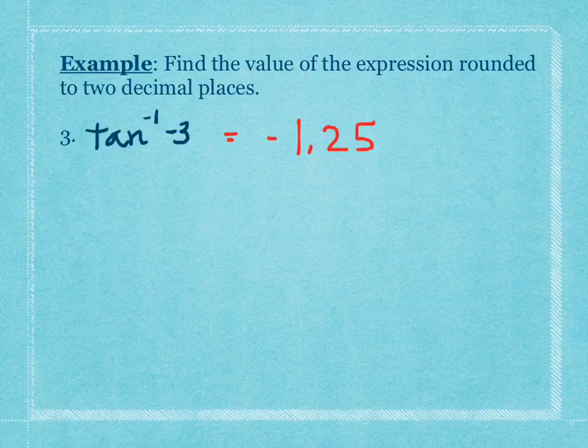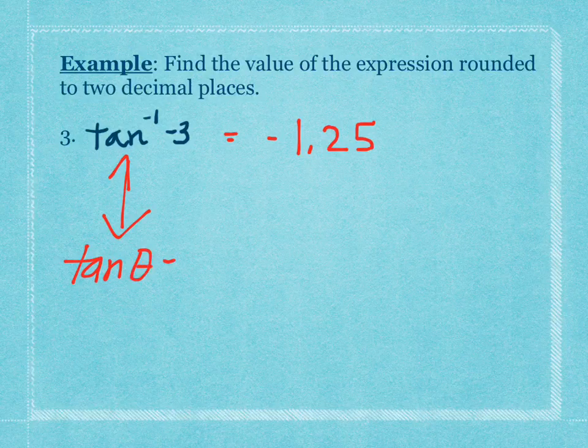If I were to write this in the other form that we've been looking at, this would say tangent of theta equals negative 3, right? And a negative tangent value should be just like with the negative sine value down here in quadrant 4, right? We're looking at the right half of the graph, so down here in quadrant 4. So if I'm looking for an angle value, it should in fact be a negative down here in quadrant 4, right?